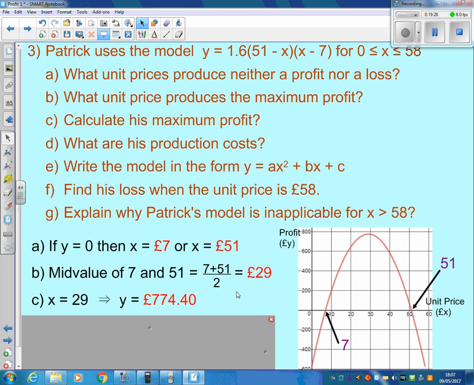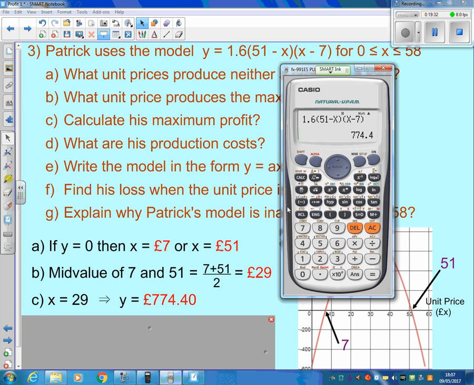Okay, now sometimes you've had to type this in and you've actually put it in a table, and you've done a table of results. You can actually get a lot of this information from the calculator also in tables mode. So if I went to mode 7, tables, and put in my equation there, 1.6, open the bracket, 51 minus x, close the brackets, and then in here put in my x, take away 7, close the brackets. So I've got my equation in there.